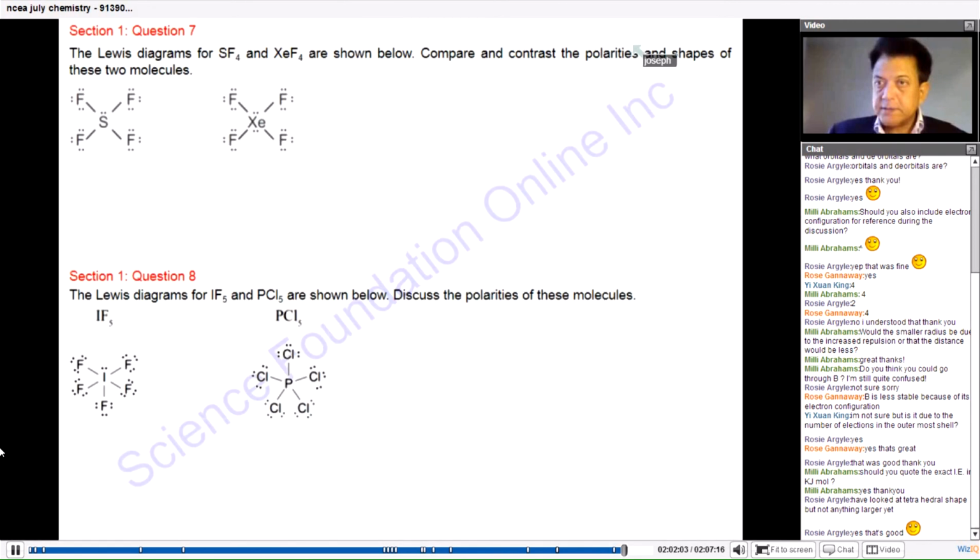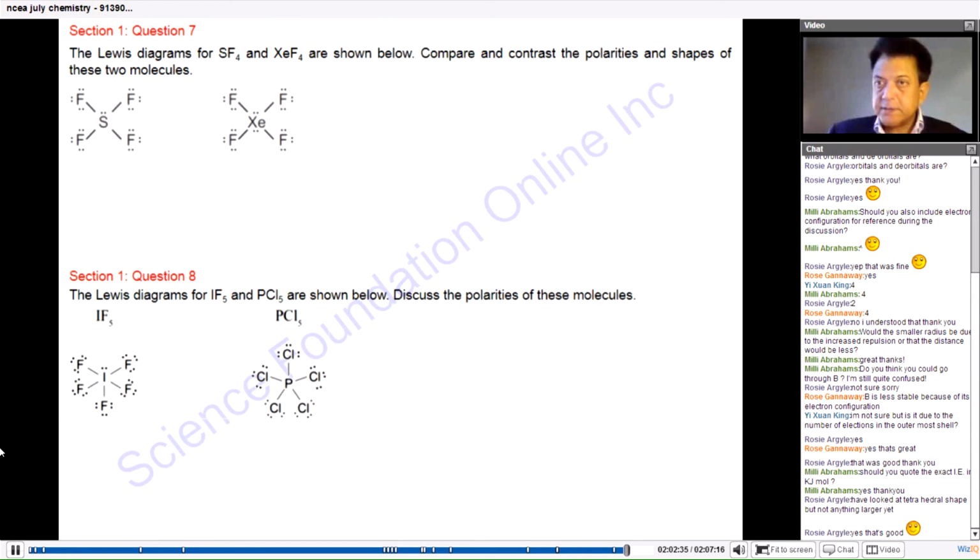Let me see whether it was on that. Yes. The Lewis diagram for SF4 and XeF4 are shown below. Compare and contrast the polarities and shapes of these two molecules. We'll discuss the polarity. I think I can tell you that quite quickly as well. Now you can see around the central sulfur atom, there's going to be 1, 2, 3, 4 bonding electron pairs and one non-bonding. So what do we start off with as the basic shape?